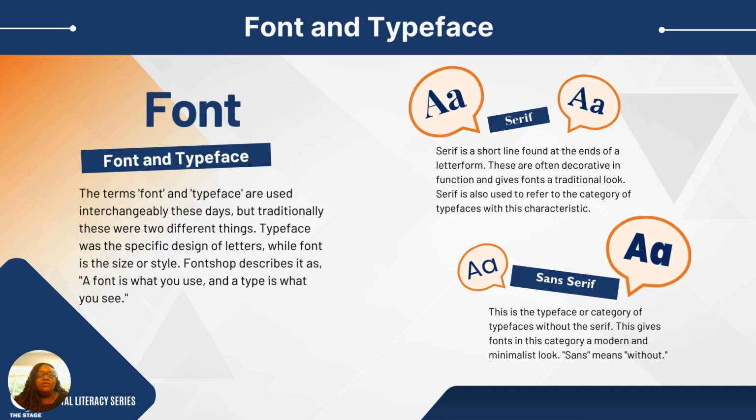Let's jump in and take a look at font and typefaces. So, a typeface and a font. A lot of times people use those terms interchangeably, but they're actually two different things. They're similar but different, right? So, the typeface is a family of fonts, right?